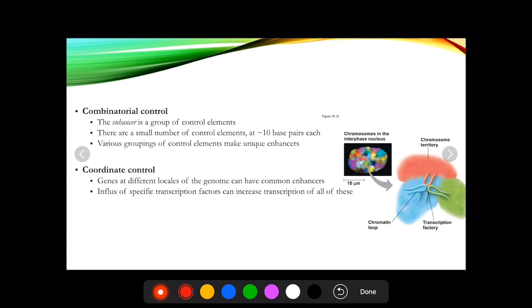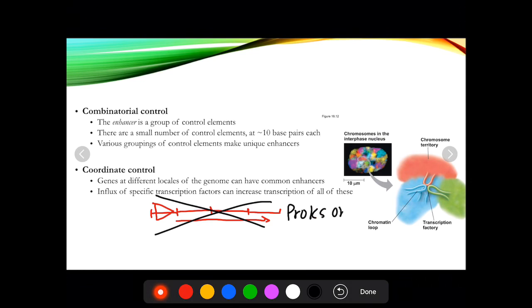Coordinate control, remember how we were looking at prokaryotes, and it's like the promoter, gene 1, gene 2, gene 3. So by starting transcription here, all 3 of these genes are transcribed. That is not the case in eukaryotes. That is for prokaryotes only.